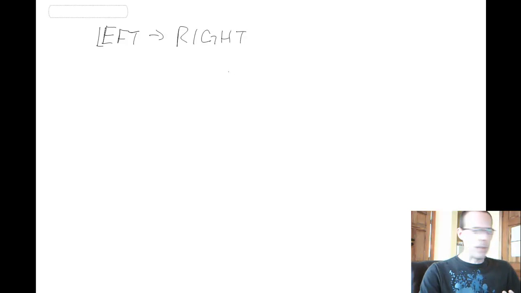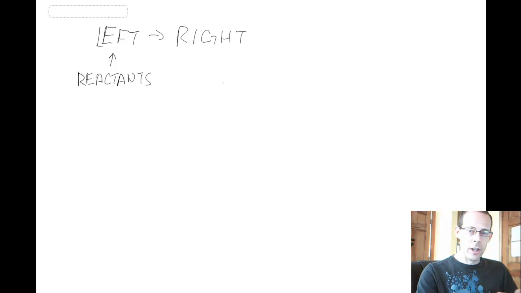A couple of things here. Things on the left are called reactants. They are the things that do the reacting. Things on the right are what the reaction produces, so they are called products.